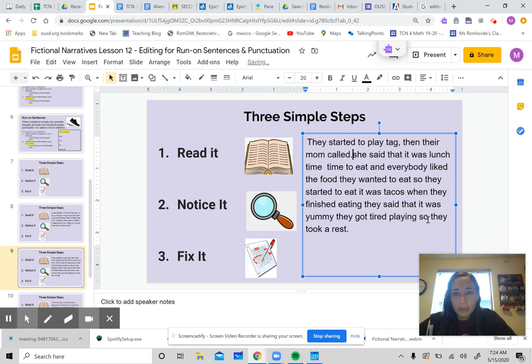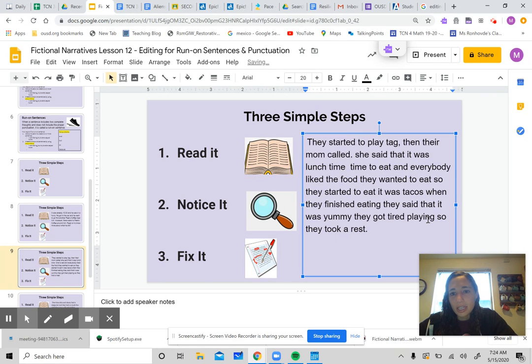And let's just go ahead and put a period, right? Because these are different thoughts, and then we're separating our thoughts. So notice how we're putting in a period to separate complete thoughts. She said that it was lunchtime, time to eat.